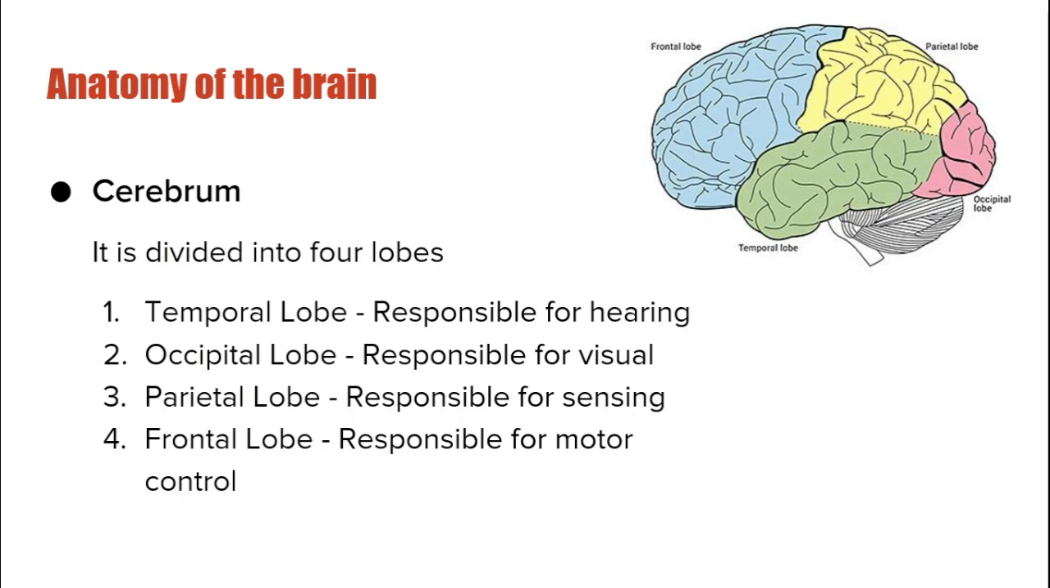We can also divide the cerebrum into four different lobes. The temporal lobe is for hearing: all the hearing signals from the auditory canal to the brain come to the temporal lobe, where they get analyzed and processed. Then the occipital lobe is responsible for taking visual content from the visual pathways. Similarly, the parietal lobe is for sensing, and the frontal lobe is for motor control.